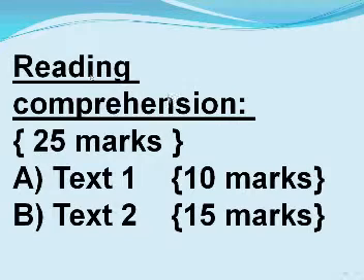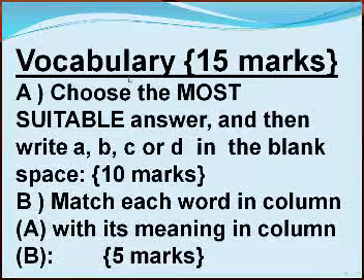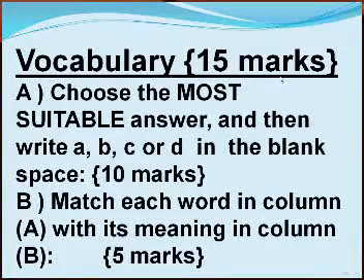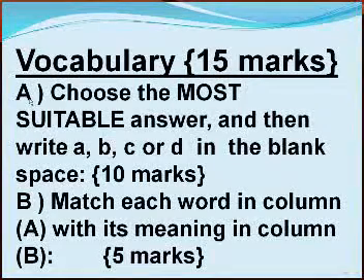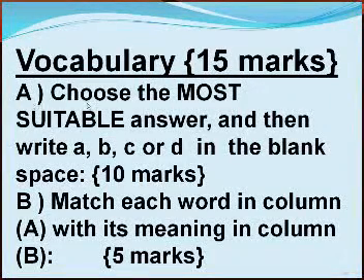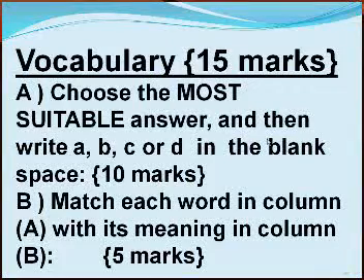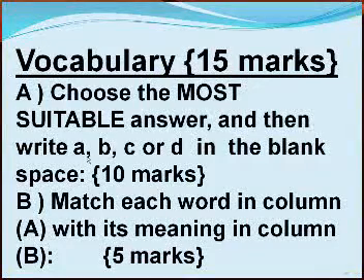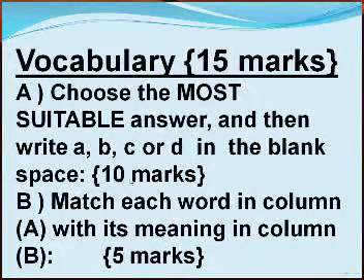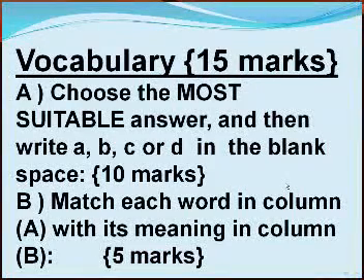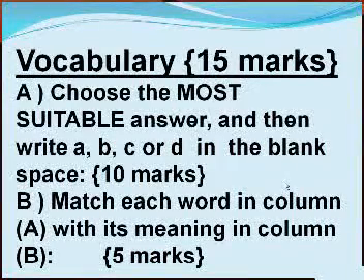You'll always start with 2 reading comprehension texts. For both texts you'll have 25 marks. Text 1 10 marks, text 2 15 marks. Then you will move on to vocabulary, which will have 15 marks, and you'll have 2 types of questions here. First one is choose the most suitable answer and then write A, B, C or D in the blank space. You'll have 10 marks, 10 sentences, meaning 1 mark for each one.